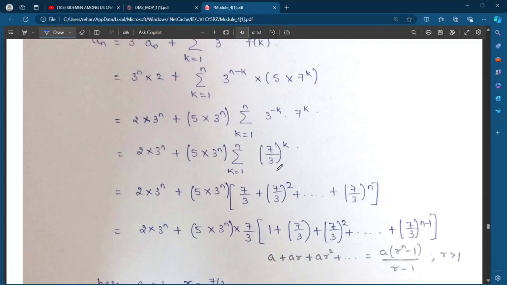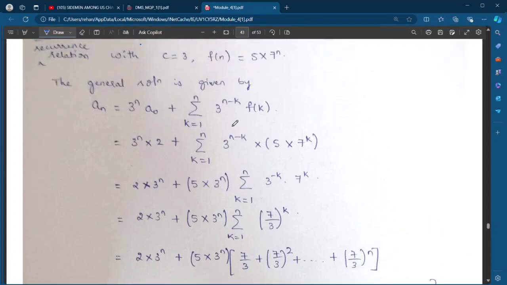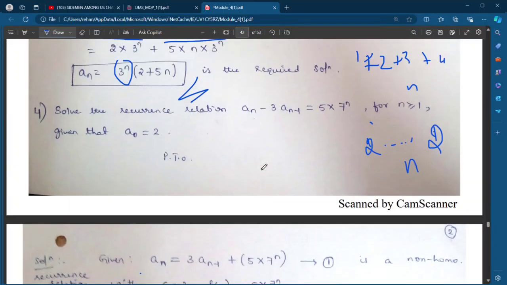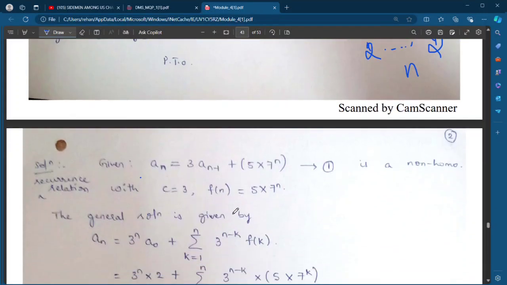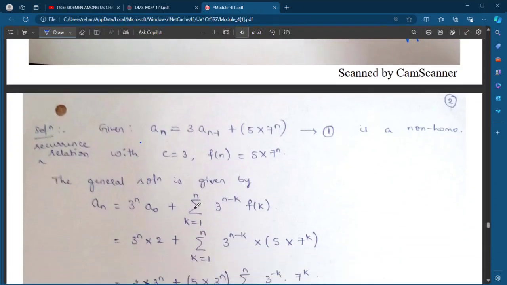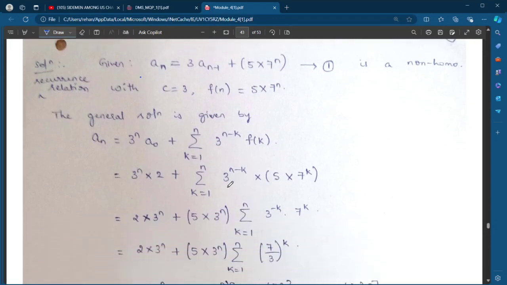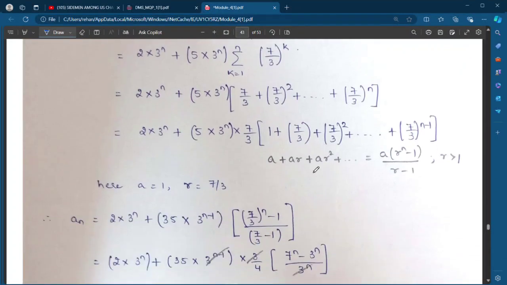Okay, here why do they have 7 by 3, 5 into 7 power k? Okay, 3 power minus k. Why 3 power minus k? N minus k, for k, okay, n minus 1, k1, n minus 1 into 3 into 7 power 5.